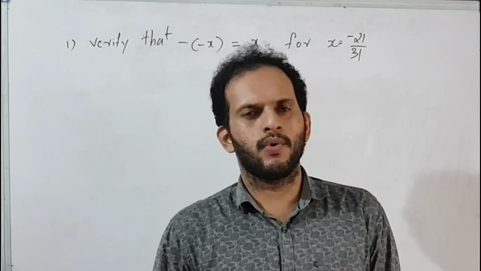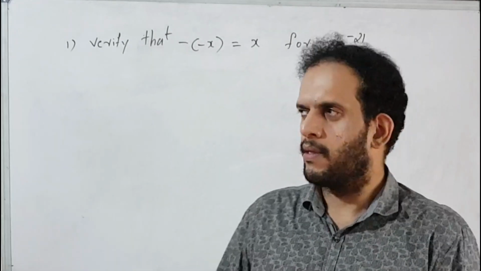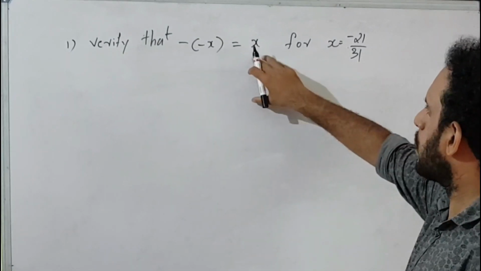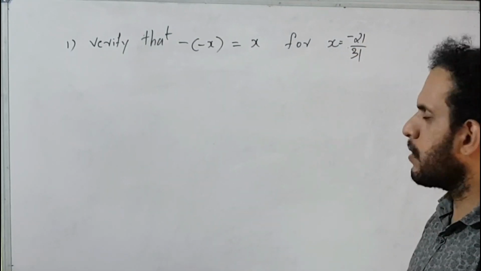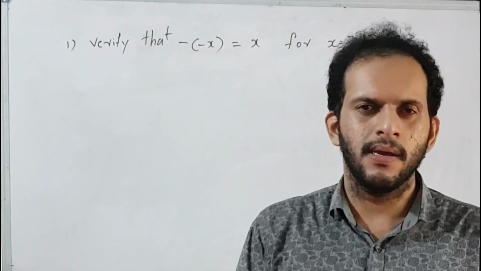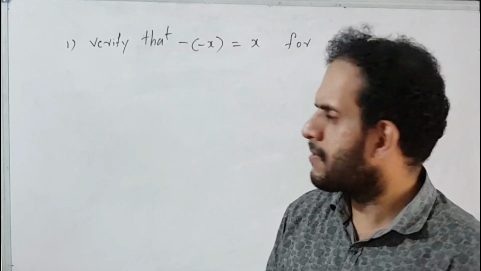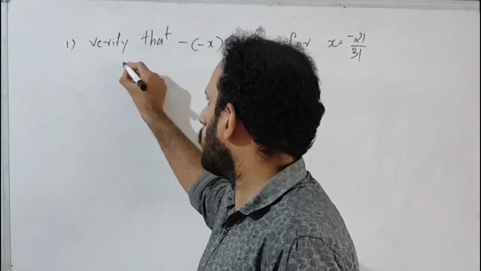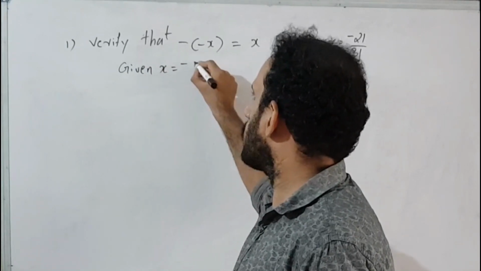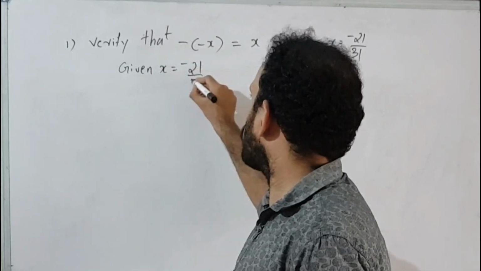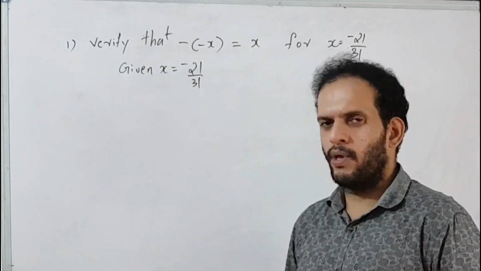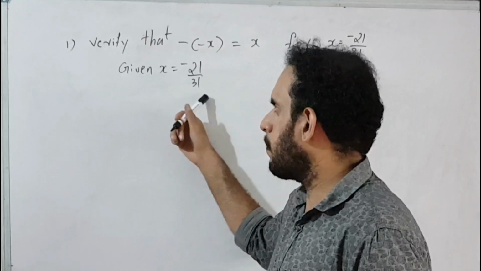Here we are discussing one more question, similar to this one. The question is: verify that minus of -x is equal to x for x is equal to -21/31. Okay, the x value is -21/31. Then how do we start? The same way, we first write the given x is equal to -21/31. Then we write the additive inverse of this given number.